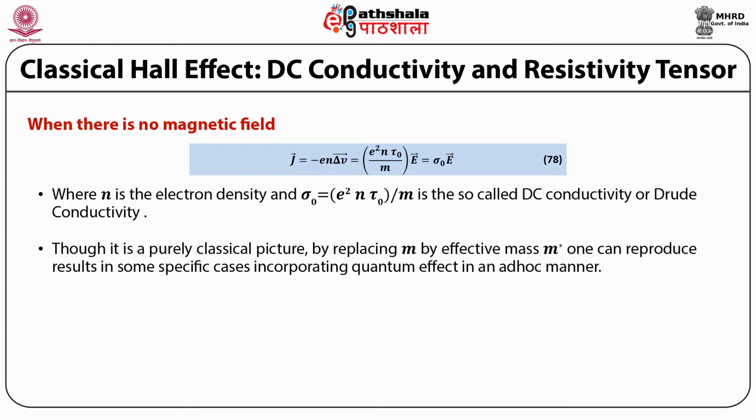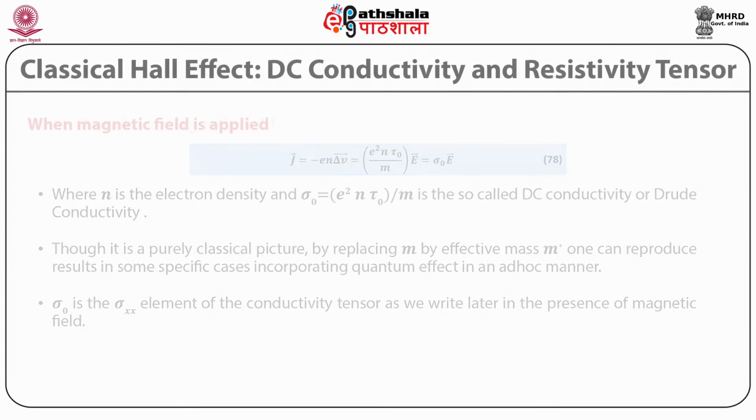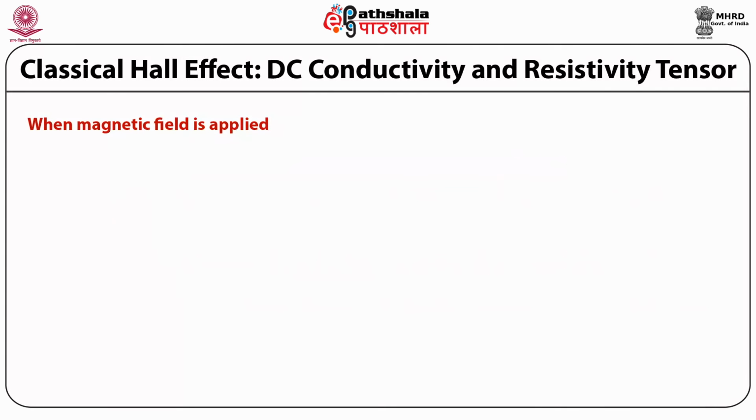Though it is a purely classical picture, by replacing m by effective mass m star, one can reproduce results in some specific cases, incorporating quantum effects in an ad hoc manner. Sigma naught is the sigma xx element of the conductivity tensor, as we write later in the presence of magnetic field. When magnetic field is applied, let's see what happens.